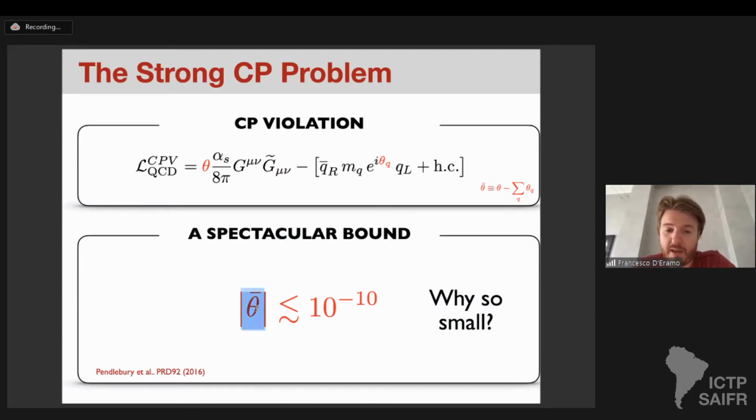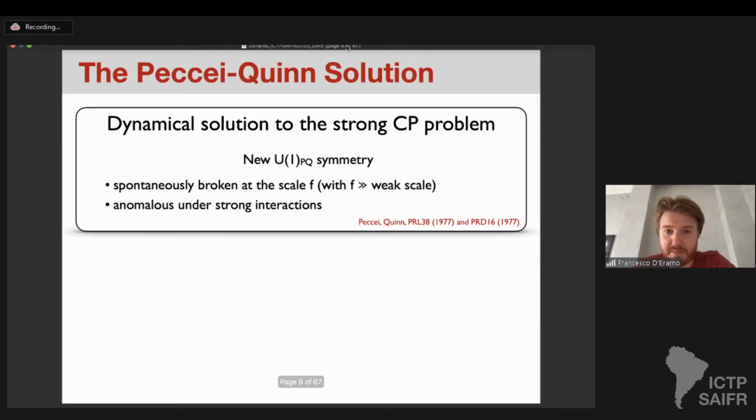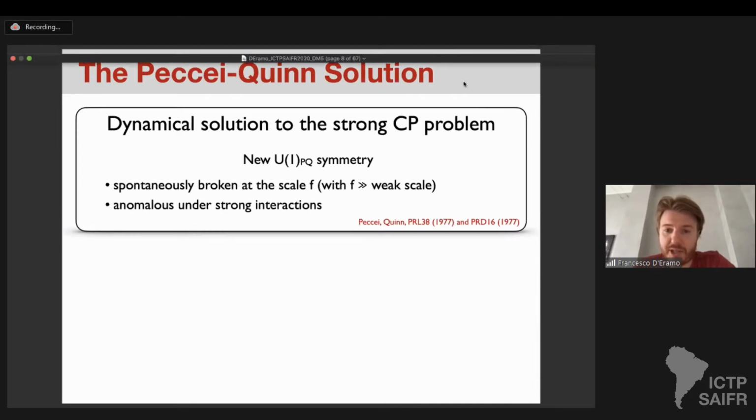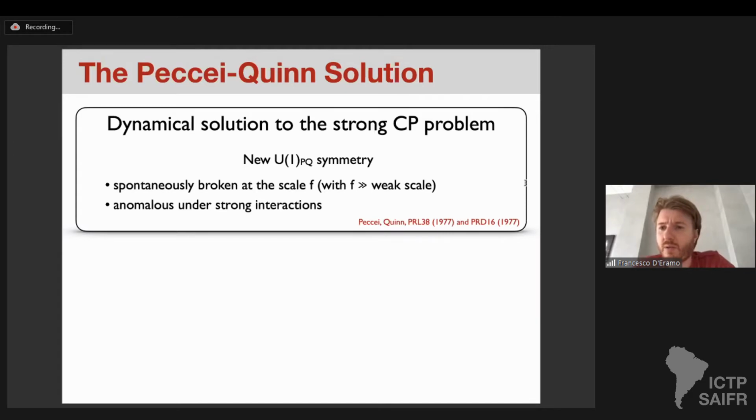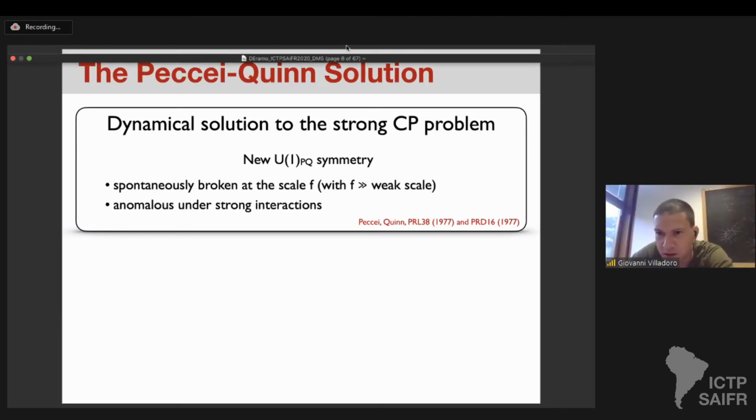And a very appealing solution was provided by Peccei and Quinn in the late 70s. Maybe I should stop if there are questions on the strong CP problem, before I discuss the PQ solution. There is one question, actually, even before the CP problem.